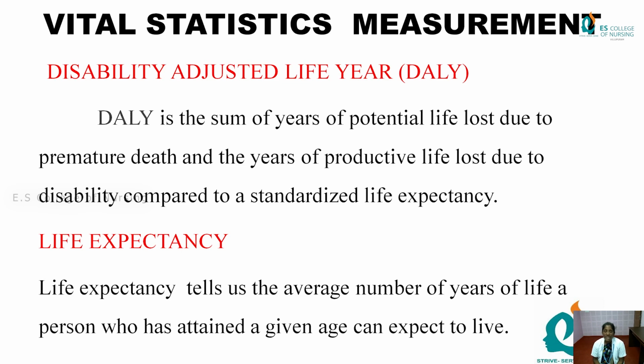Then coming to life expectancy. Life expectancy tells us the average number of years of life a person who has attained a given age can expect to live. The government of India and different countries have given how long the average person has to live. That is what we call life expectancy. I mean what we are expecting the overall population to live, how many years each person has to live. That is called life expectancy.